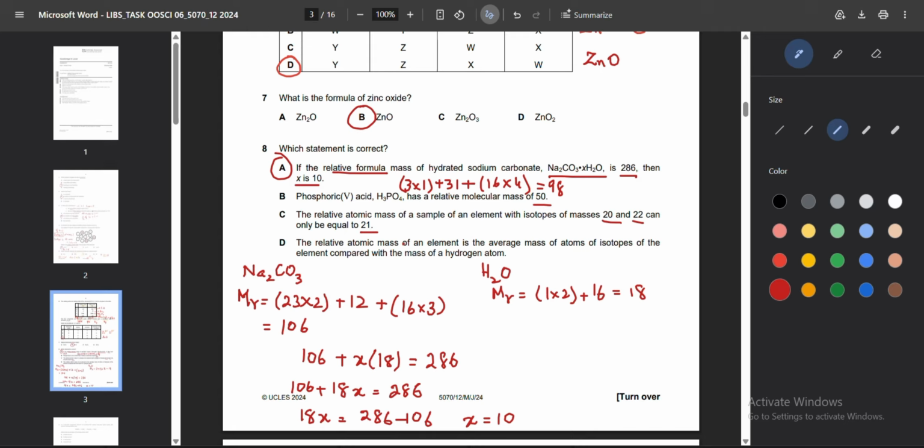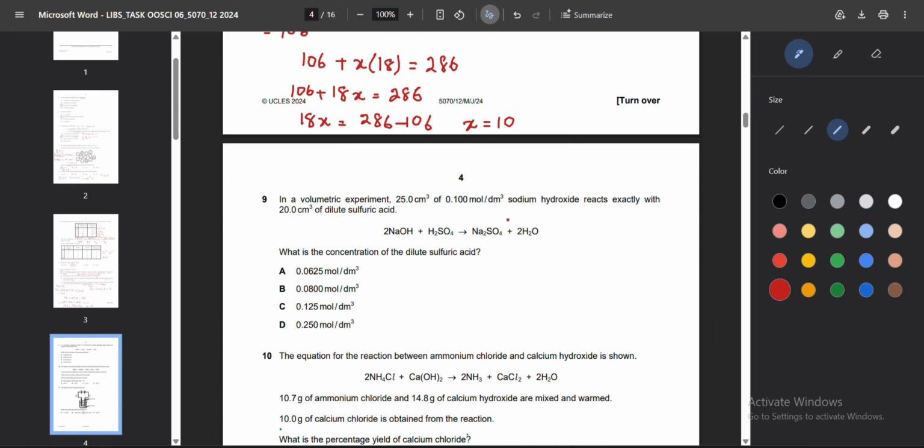Relative atomic mass of an element is the average mass of the atoms of the isotopes of the element compared with the mass of a hydrogen atom. We do not compare it with a hydrogen atom; instead, we compare it with a carbon atom. Okay, so option A is the correct one.